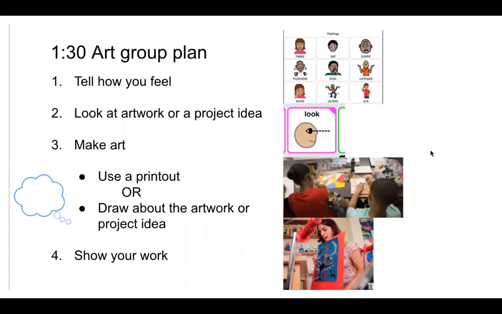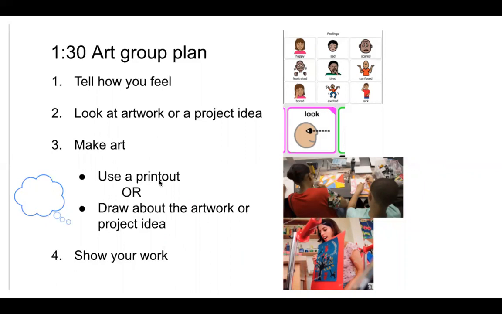The art group plan is tell how you feel, look at an artwork or project idea. Today we're going to be looking at how artists tell stories, and we're going to look at Christain Robinson's artwork. He is an author and illustrator of children's books. And so we're going to look at his work and make a drawing from one of his artworks.